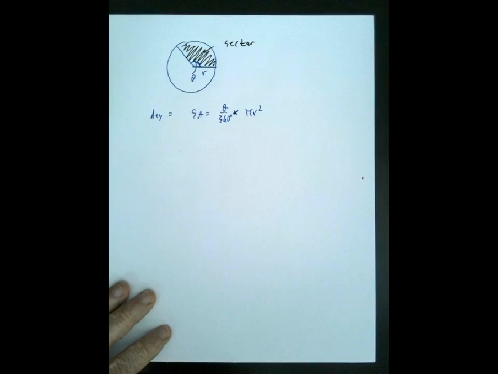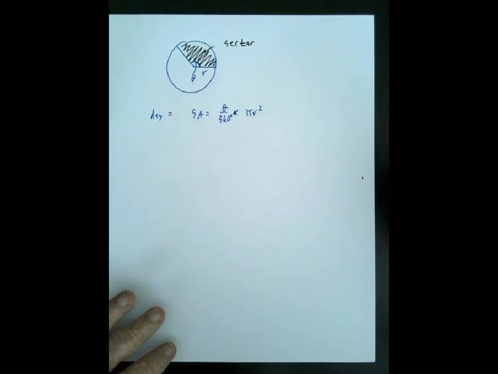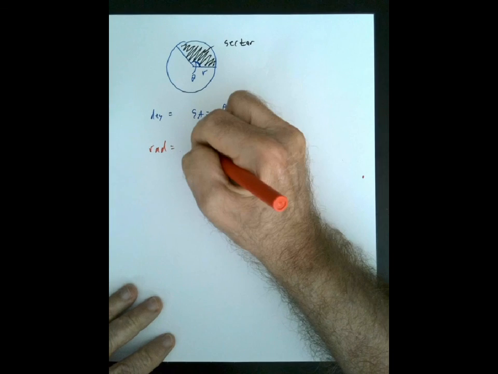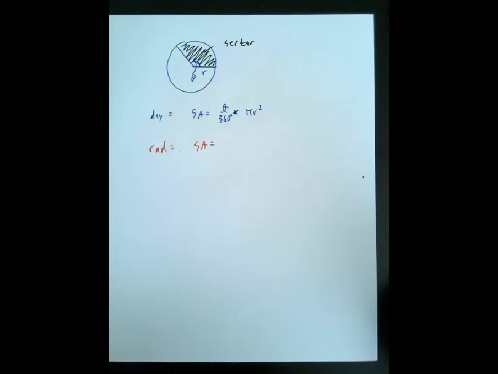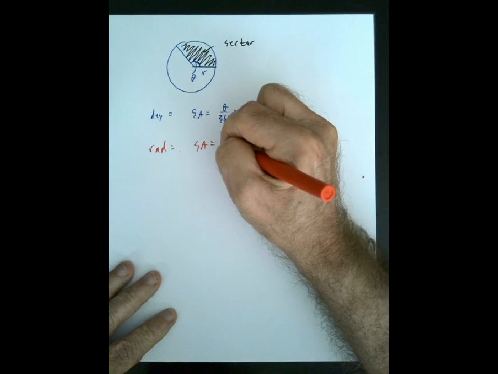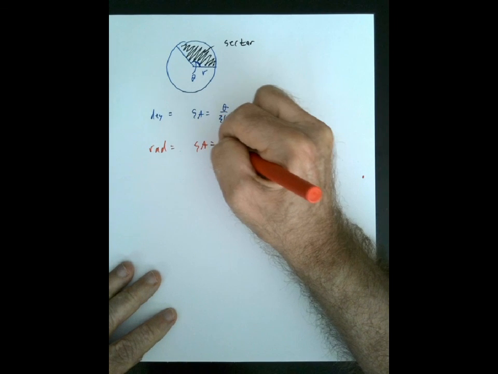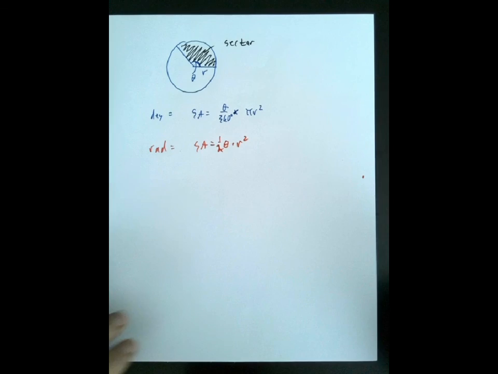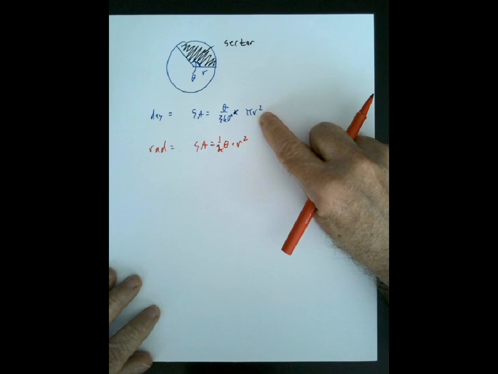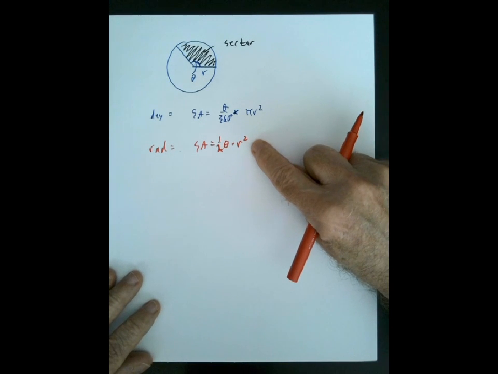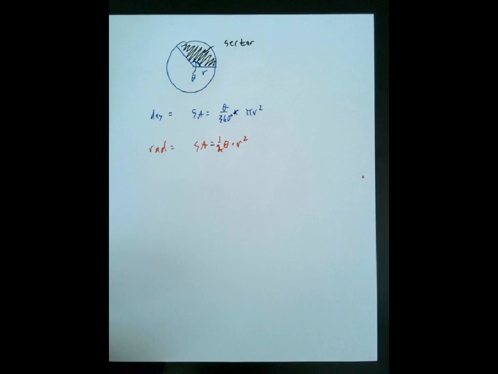If we're given the angle in radians, it turns out the area is equal to 1/2 times theta times r squared. 1/2 theta r squared. Use the first formula if you're given the angle in degrees for sector area. Use this formula if you're given the angle measure in radians for sector area.